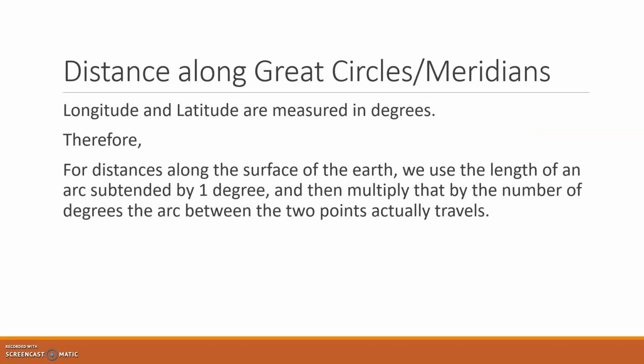So let's start using that information. First, we're going to do distance along great circles and meridians. Longitude and latitude are measured in degrees. So for distances along the surface of the Earth, we use the length of an arc subtended by 1 degree, and then multiply that by the number of degrees the arc between the 2 points actually travels. That sounds like gibberish, doesn't it?